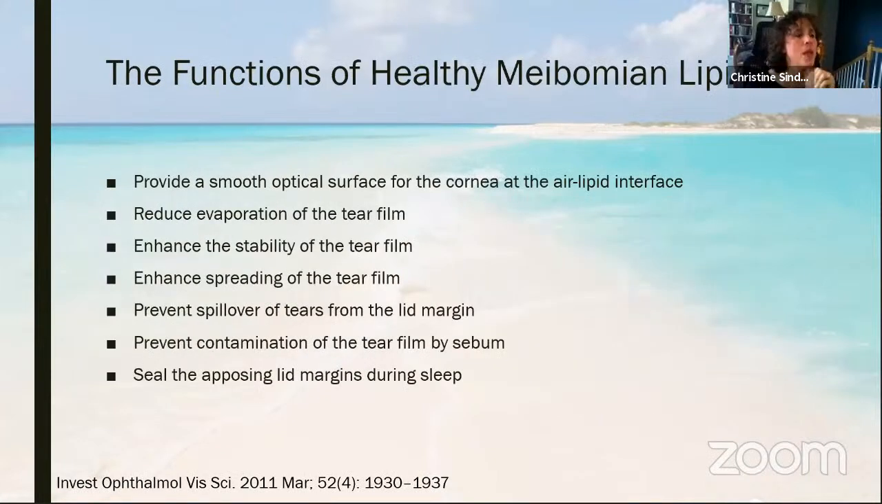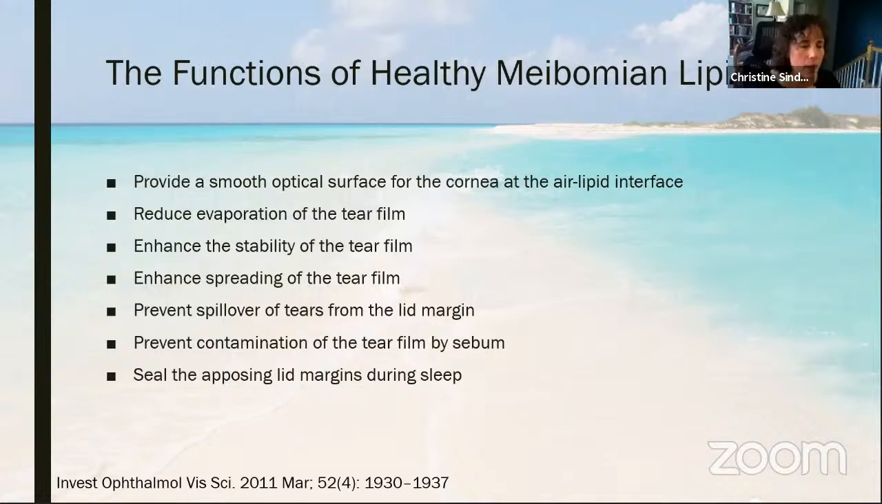Now, the meibum has many, many purposes. One is it provides a smooth optical surface. You know, in my clinic, we talk about the cornea specialists versus the tear film specialists. The cornea specialists say the cornea is the most important refractive surface of the eye, and the tear specialists say the cornea is just there to hold up the tears. But the meibum is what keeps those tears to the surface, and it creates that air-lipid interface. It reduces how much the tears evaporate off the eye. It increases the stability or the structure of the tear film.